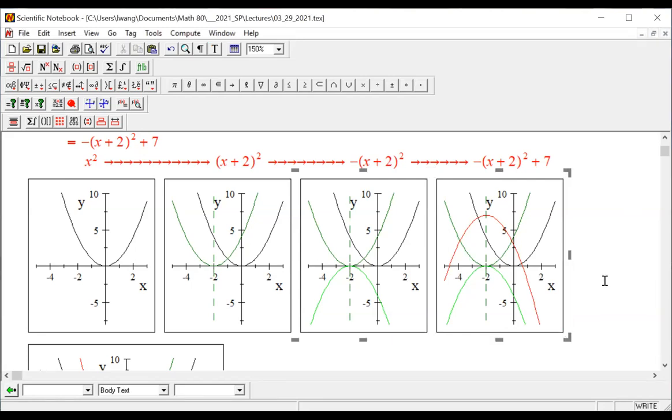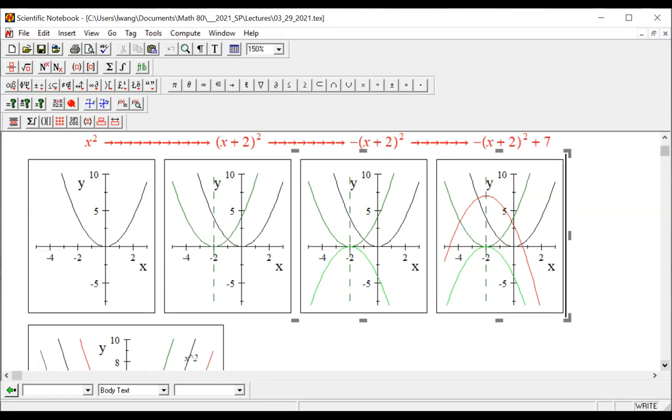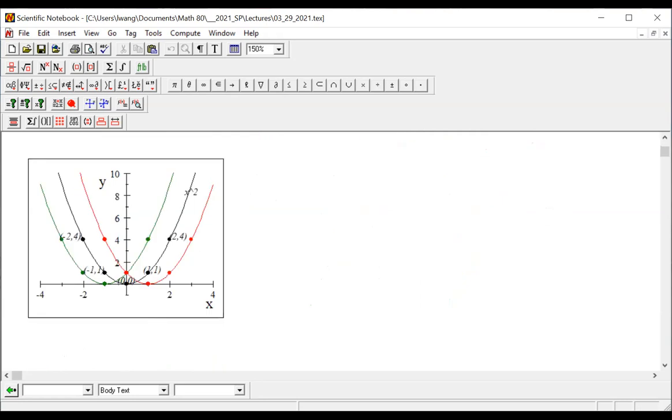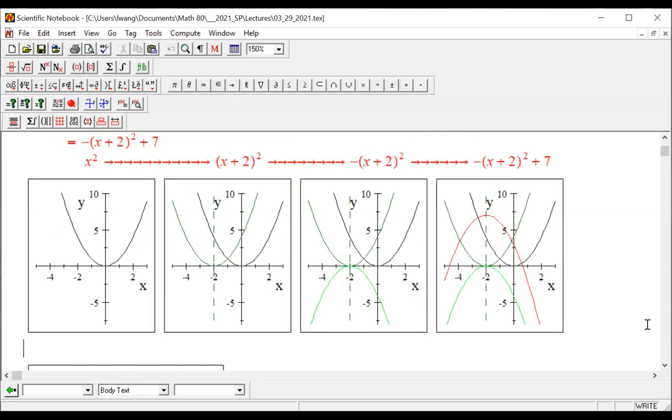Vertex, what is the vertex? Negative 2, 7, right? The vertex is negative 2, 7. So let's identify that point. Negative 2, positive 7. Okay. Negative 2, positive 7.